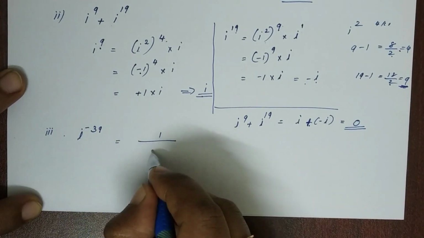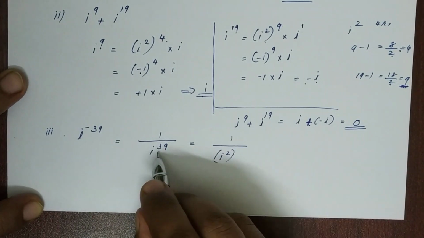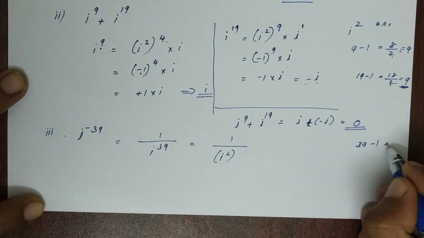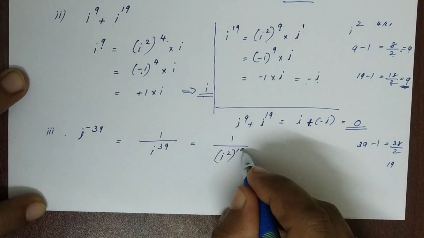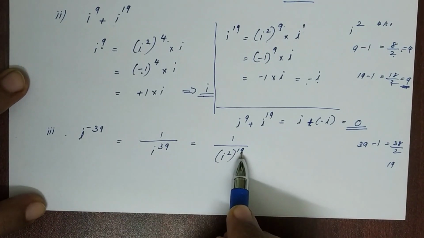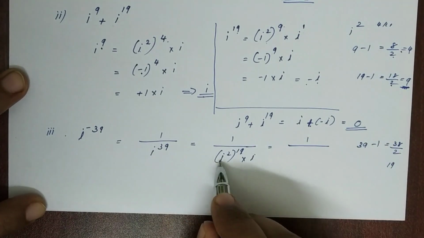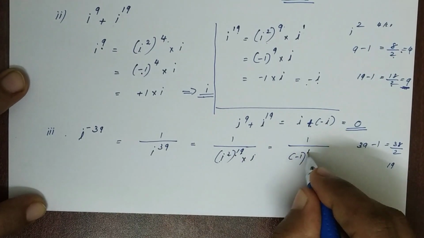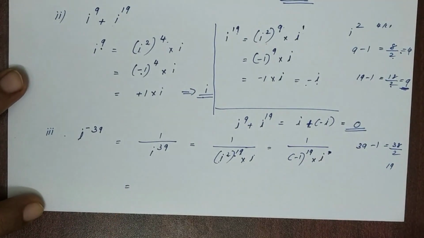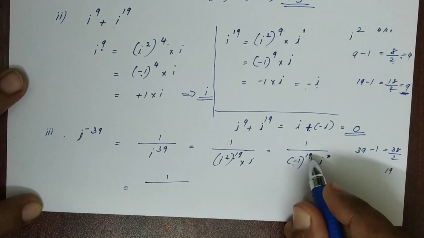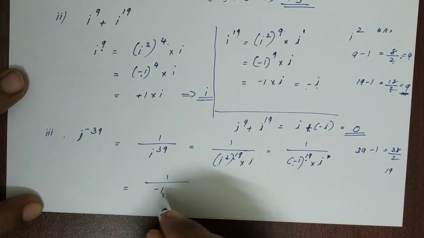So this is equal to 1 by i square raised to 19 into i. 39 is an odd number, so 39 minus 1 gives 38, divided by 2 gives 19, so i square raised to 19, and 2 into 19 is 38, then into one more i. So this is 1 by i square, minus 1 raised to 19. 19 is an odd number, so minus 1 raised to an odd number is minus 1, into i.